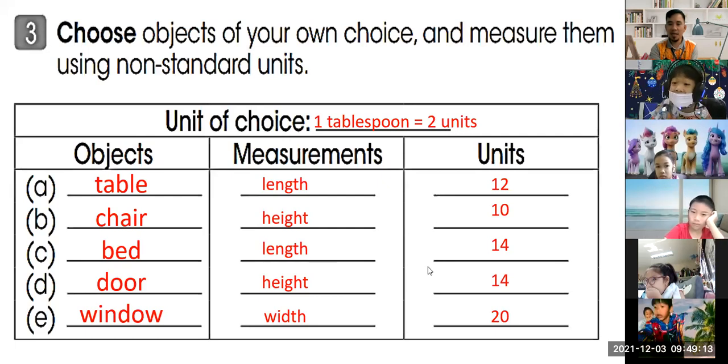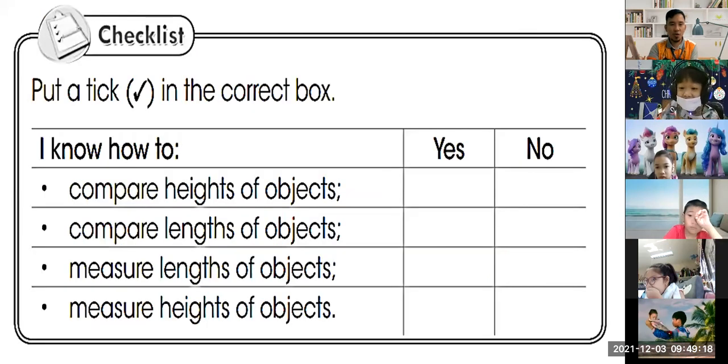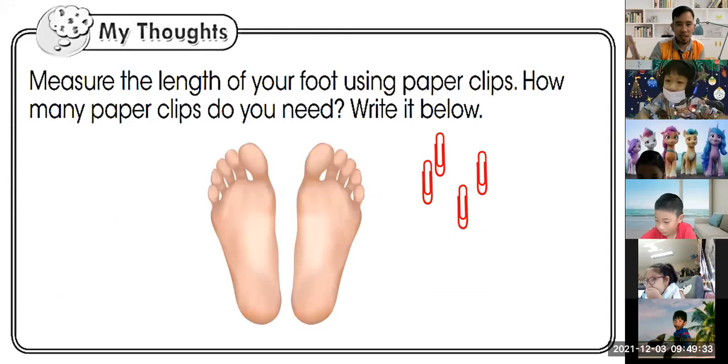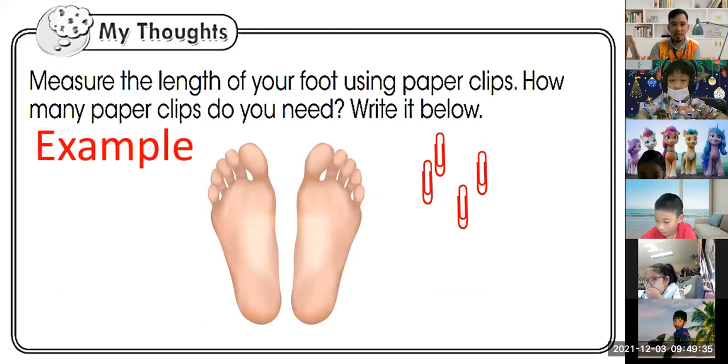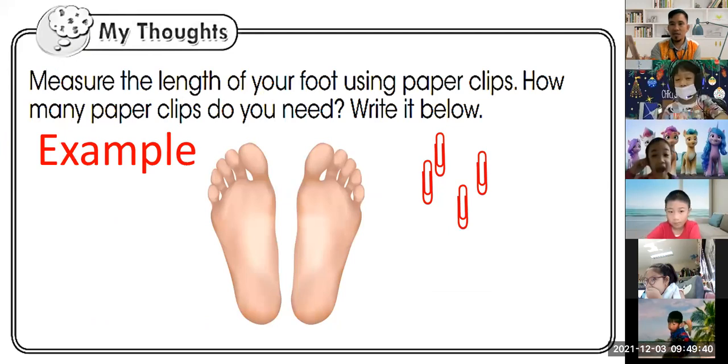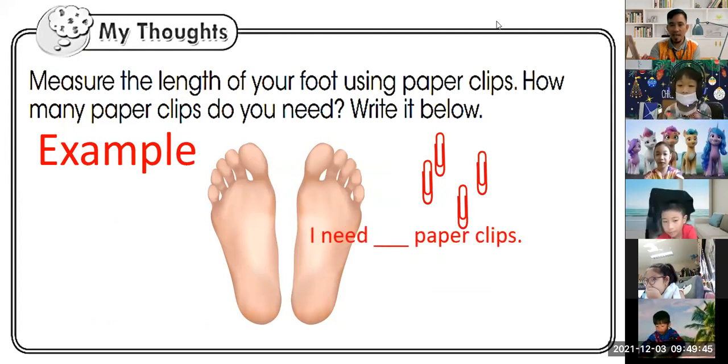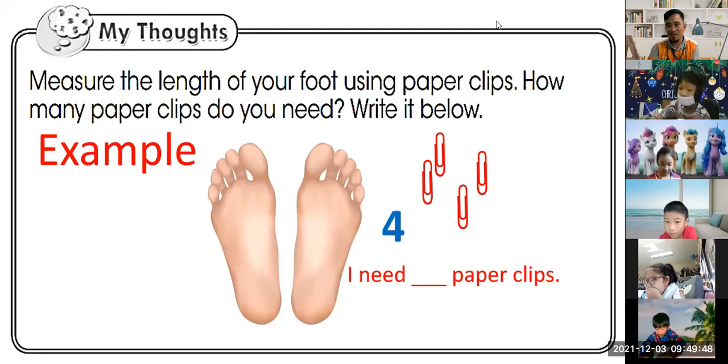Okay, allow me to record. So for your homework, before I tell you your homework, please tick this one. If you know how to measure the height of the object and the length of the object, you tick. Now for your homework, for example, you will measure the length of your foot using paper clips. Then you will measure how many paper clips you need. Write them below, just like this. This is only an example.